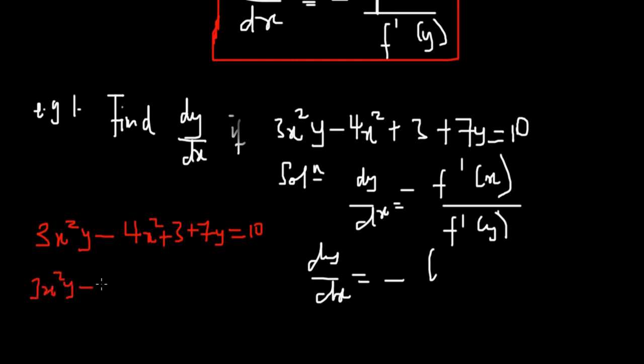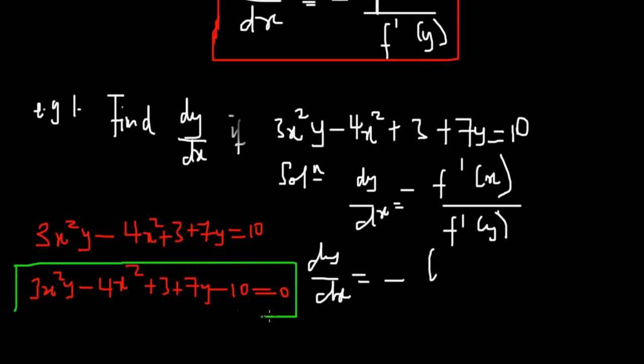So let's equate everything to 0: 3x squared y minus 4x squared plus 3 plus 7y minus 10 equal to 0. So this is what we are looking for. Equate everything to 0. This is what we will be focusing on. So now let's partially differentiate with respect to x, only this expression.